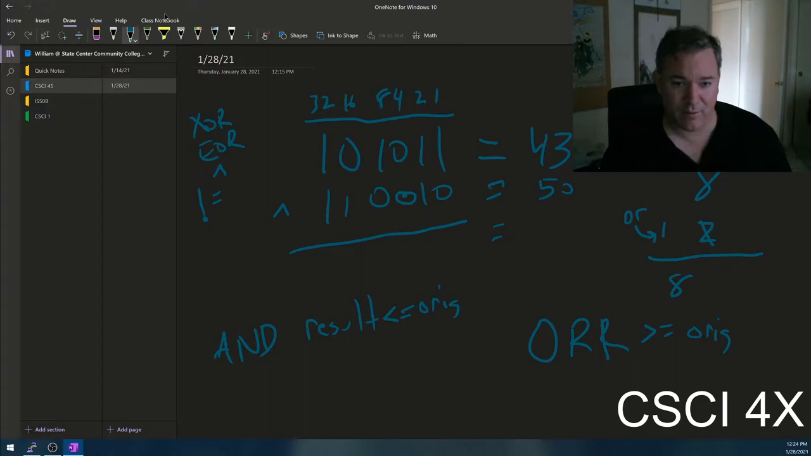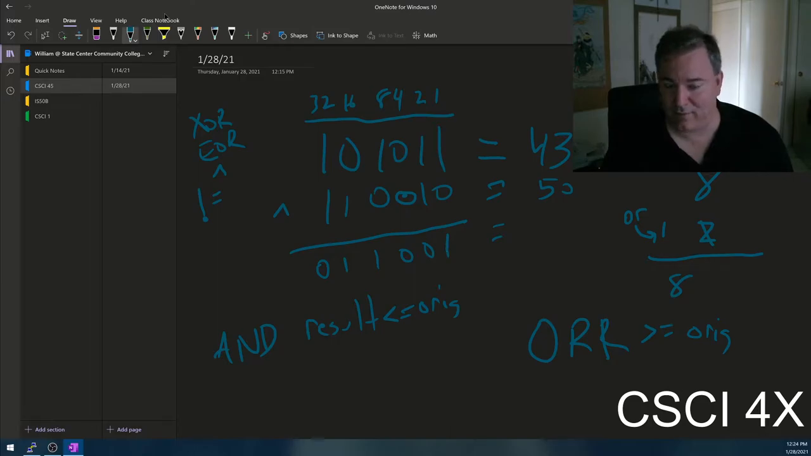So the answer here would be true XORed with true is false. False XORed with true is true. True XORed with false is true. False XORed with false is false. True XORed with true is false. True XORed with false is true.